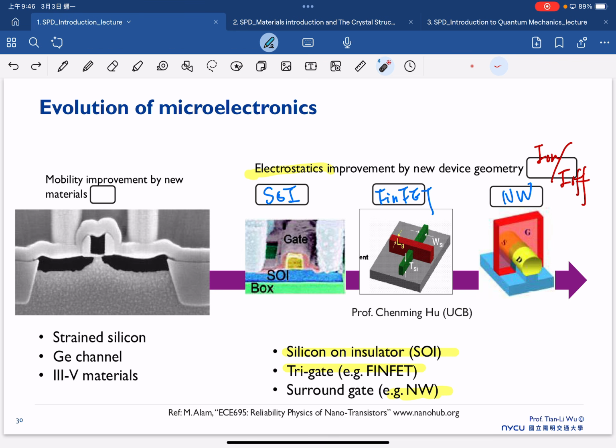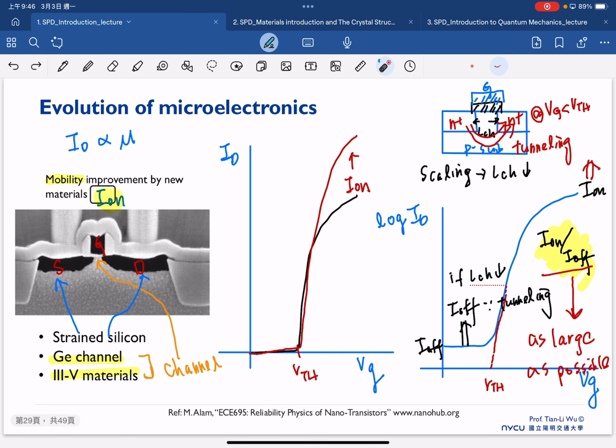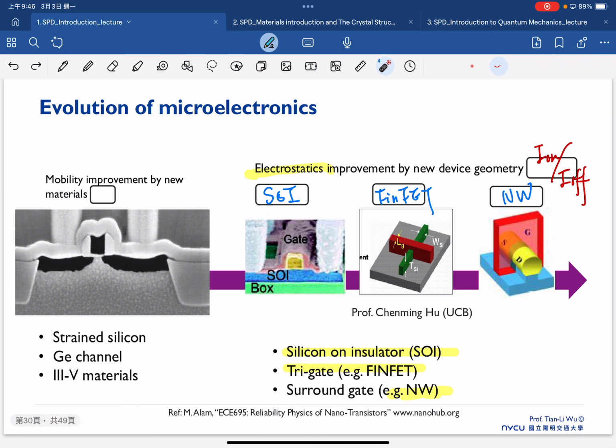So maintaining or increasing the on-off ratio is sometimes what we call electrostatics. The reason we call it electrostatics is because we want a way to control the electrode potential here. The reason why we have tunneling is that we lose control of the potential, we lose control of the electric field, we lose control of the carriers here. So therefore, we want a better electrostatic improvement.